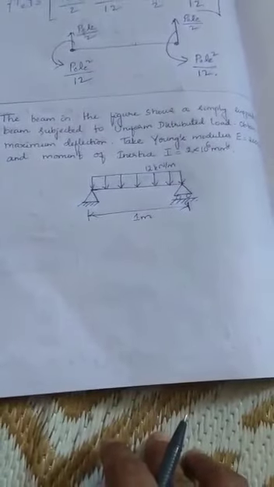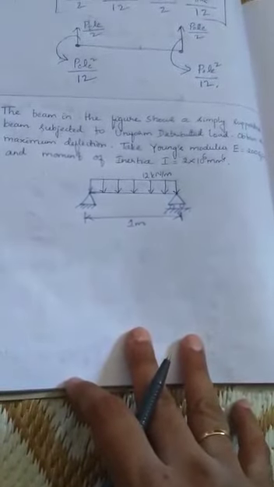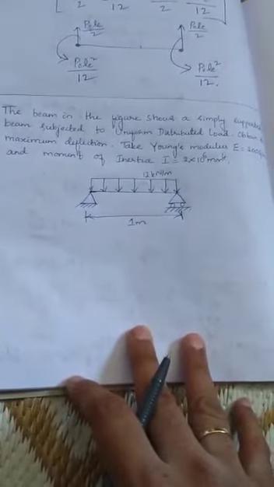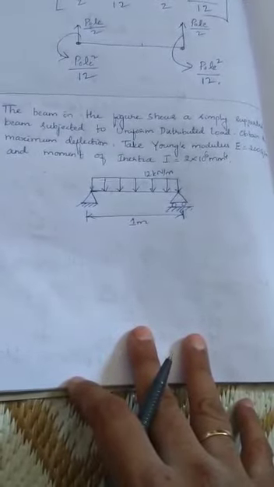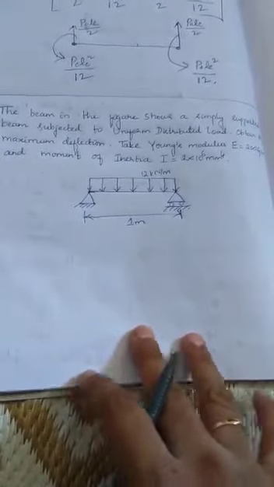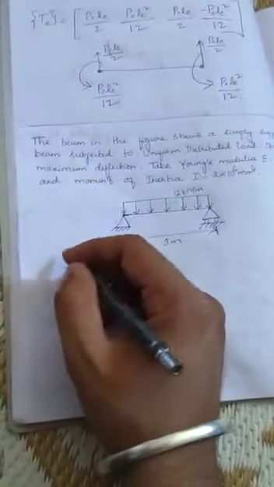Hello guys, I am here going to solve a beam problem. The problem is written here. It is a simply supported beam carrying a UDL, a uniformly distributed load. We have to find the maximum deflection of the beam. Young's modulus and moment of inertia are given.